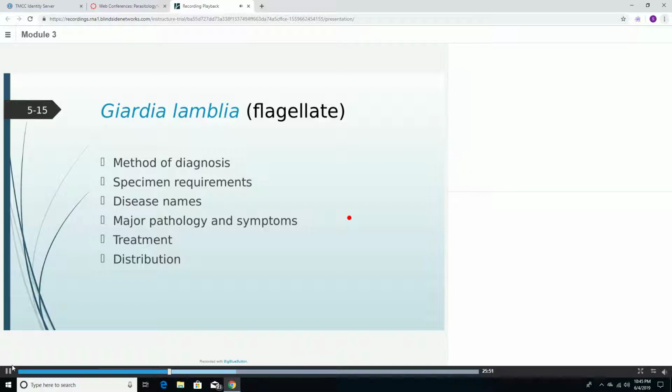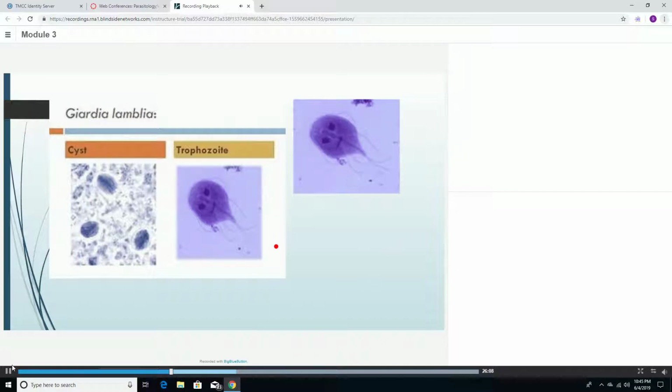Travelers in areas such as St. Petersburg, Russia, and some areas of the United States may experience infections with Giardia. So I want to just take a quick look at the organism here, the troph and the cyst stage.